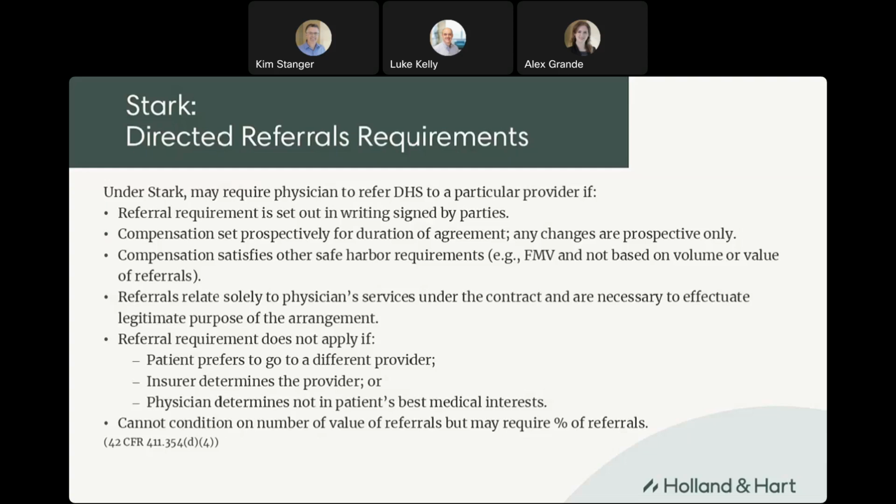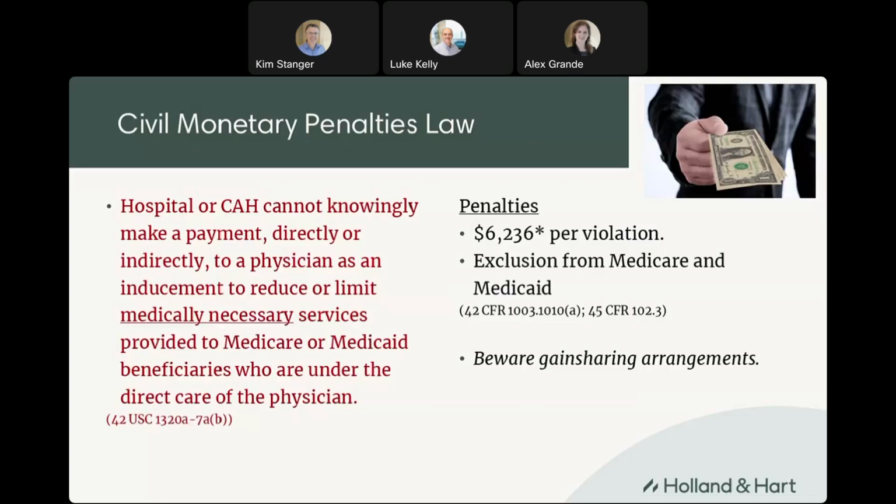Now, you still have to be concerned about the anti-kickback statute and any state law requirements. So you'd want to run those issues through those particular statutes to make sure you're okay. But generally, if you're complying with the Stark rules, you're likely going to be okay. All right. There is another statute out there, the Civil Monetary Penalties Law, which in addition to containing the exclusion statute, also states that a hospital or critical access hospital cannot knowingly make a payment directly or indirectly to a physician as an inducement to reduce or limit the medically necessary services that are provided by Medicare or Medicaid.